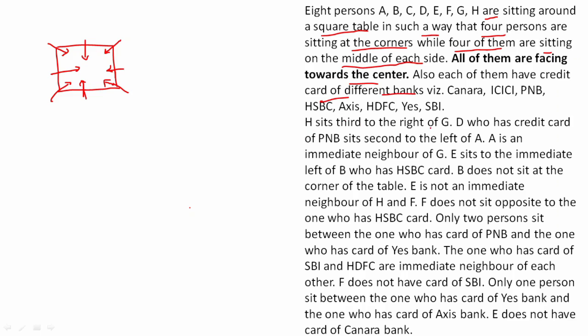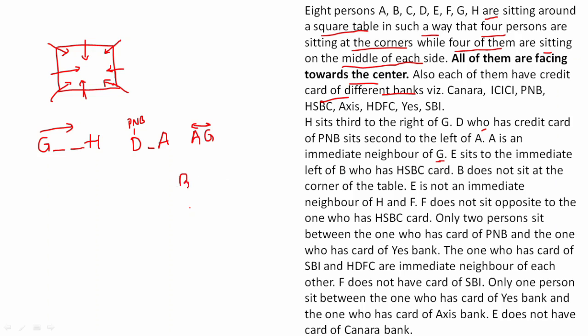H sits third to the right of G. So H sits right of 1, 2, third. So third right. D, who has a credit card of PNB, sits second to the left of A. A I'll take, and then left side this side. So D will come, who is having PNB. Okay, done. A is an immediate neighbor of G. This is also done.